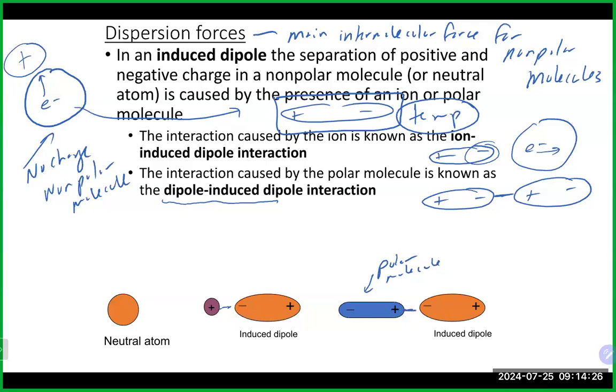It is temporary because as soon as that ion floats away, or the polar molecule floats away, that nonpolar molecule is going to lose that temporary change of charge and fall back into its normal neutral arrangement. That makes these types of forces relatively weak.